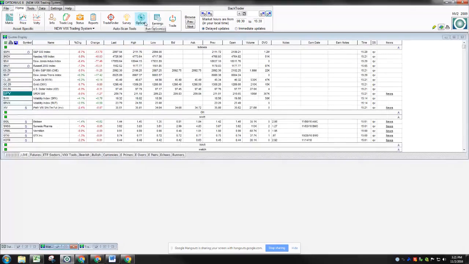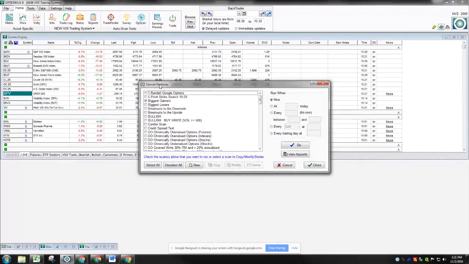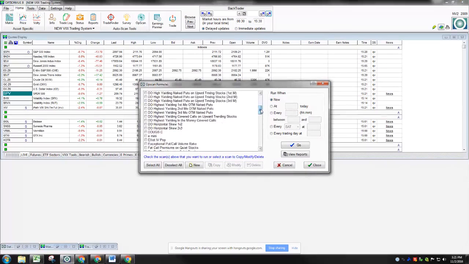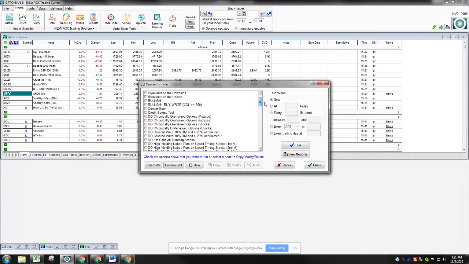OpScan is an add-on with OptionVue. This is very, very customizable, where you can actually write your own formulas. You can go really into depth in this, but this is for looking at the underlying and very option specific things.